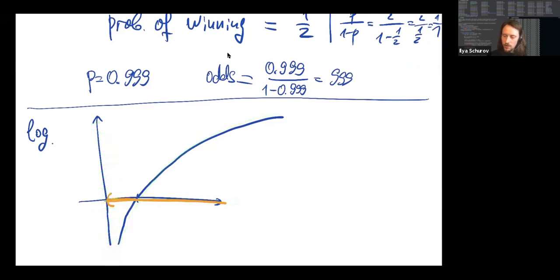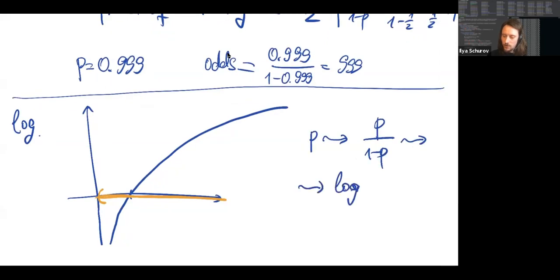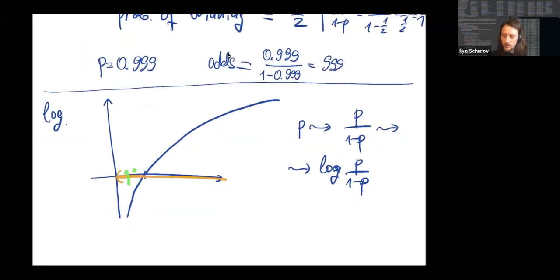So initially I have probability, then I use odds, and then I use logarithm of odds. Now as odds change from 0 to plus infinity, logarithm of odds changes from negative infinity to plus infinity. So any real number can be the logarithm of some odds. So here we have a range from negative infinity to plus infinity.